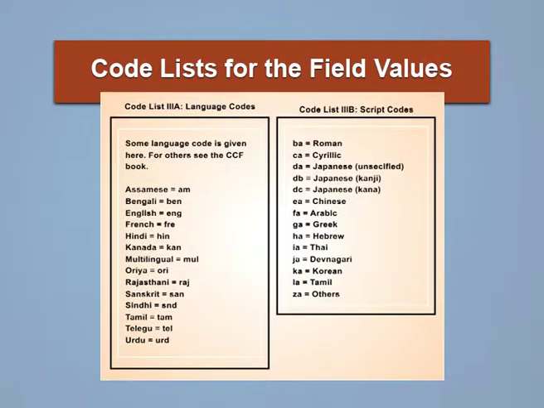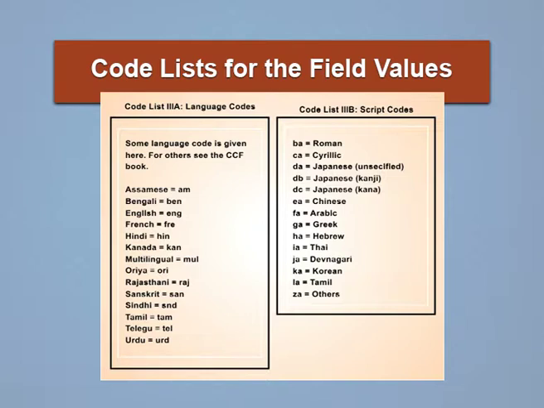And there is a relationship between the script and the language. For example, for the English language, the script is Roman. If you are using Hindi, the script is Devanagari. If you are using Bengali, the script is also Bengali. So, each and every script is also codified, and you need to take the codified value. Here you can have a look at the codified values.